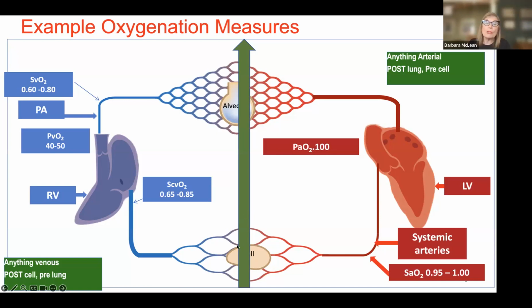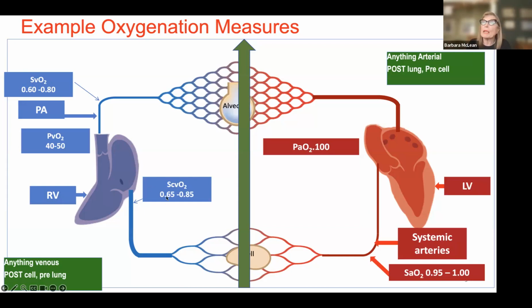Now my cells use oxygen, and how I can evaluate what's happening at the cells is by looking at the blood in the venous bed, which is post-cell. It's also pre-lung, but post-cell. So I'll look at SvO2, 65 to 85. Remember, I'd like to see you right around 70, and your PvO2 around 40 to 50. We're not talking about a PA catheter here, so don't worry about that.